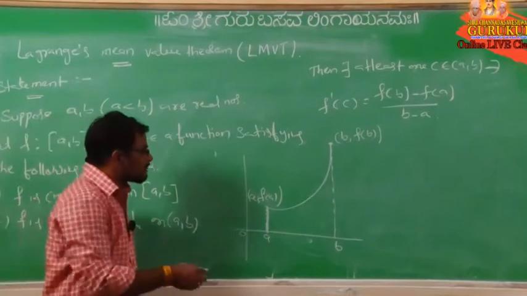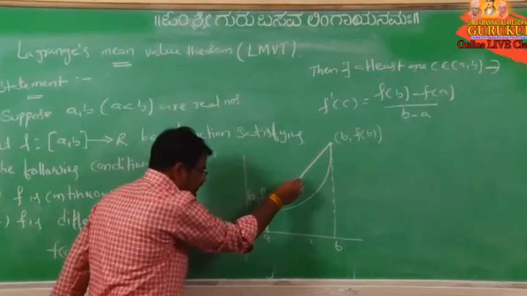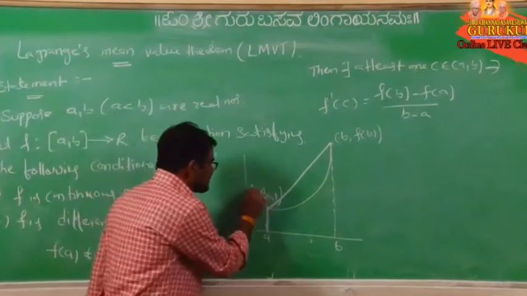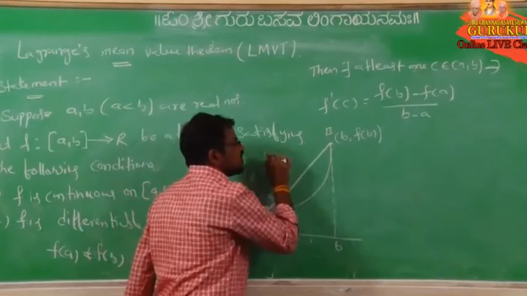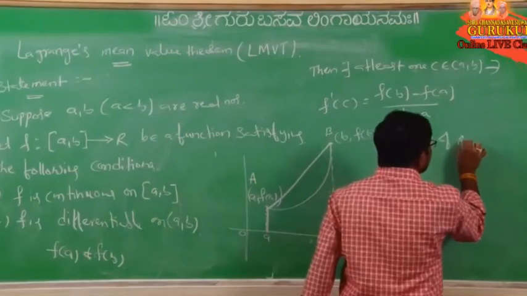Now here, one secant line you take, joining these two. One secant line I am taking. So here this is point A and this is point B. Now find out the slope of AB.